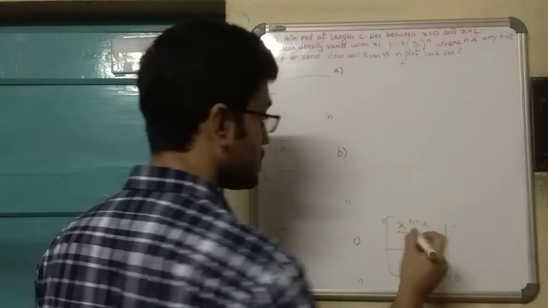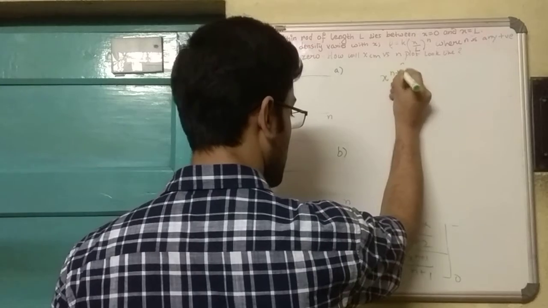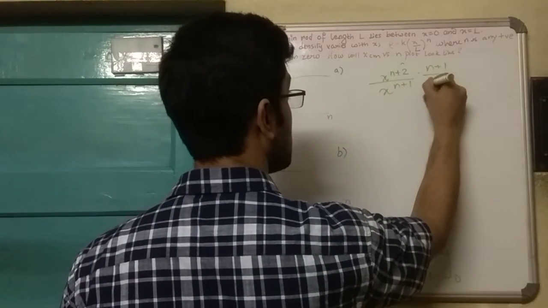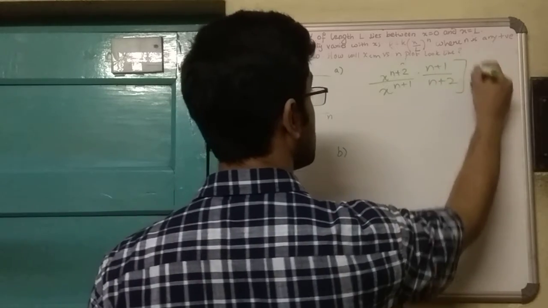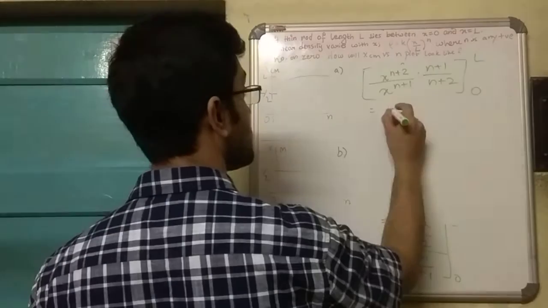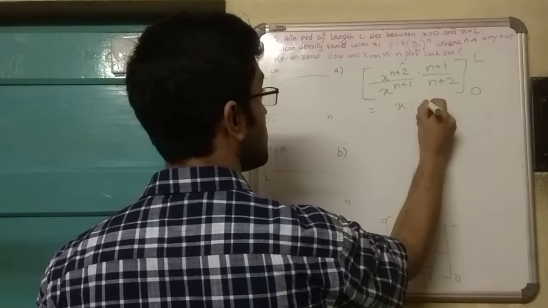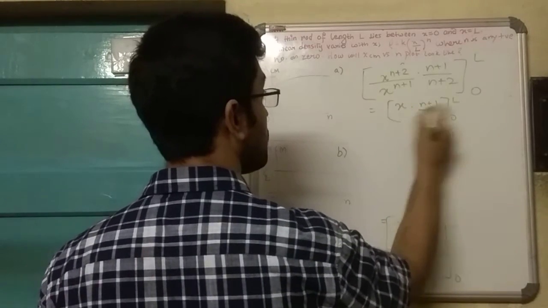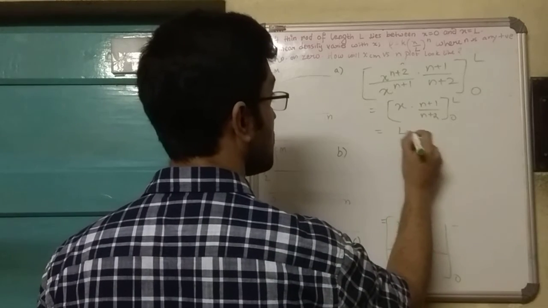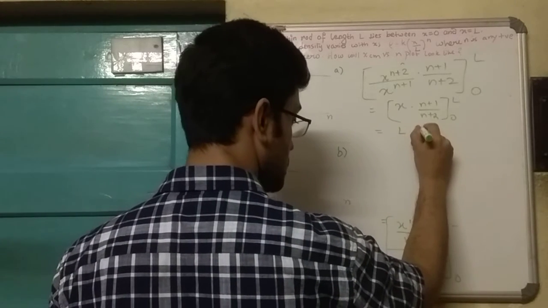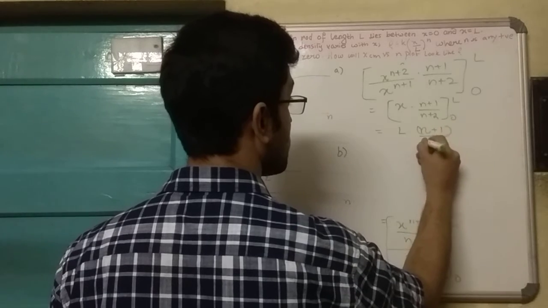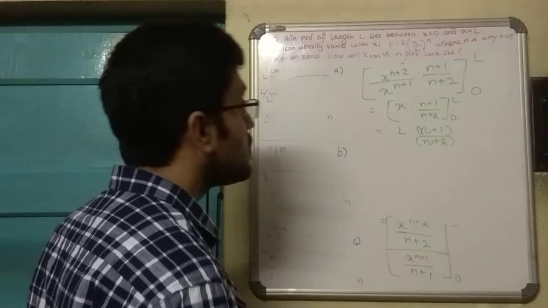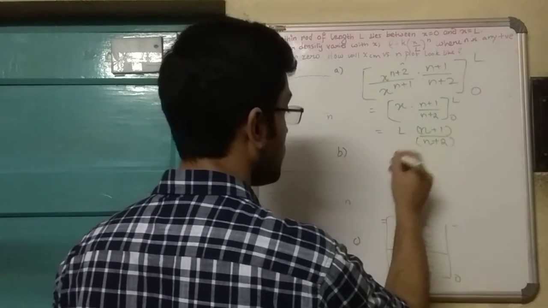So first of all, this expression becomes x to the power n plus 2 by x to the power n plus 1 times n plus 1 by n plus 2 from 0 to L. So subtracting this basically becomes x times n plus 1 divided by n plus 2 from 0 to L. If you put L in place of x, that becomes L times n plus 1 divided by n plus 2. And if you put 0, well, it is basically 0 in that case.